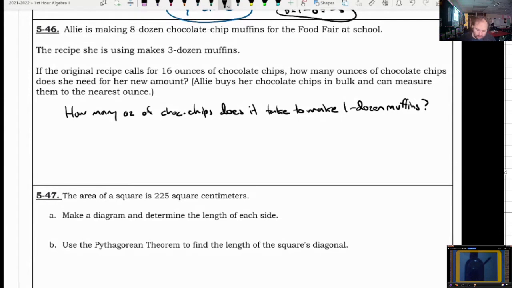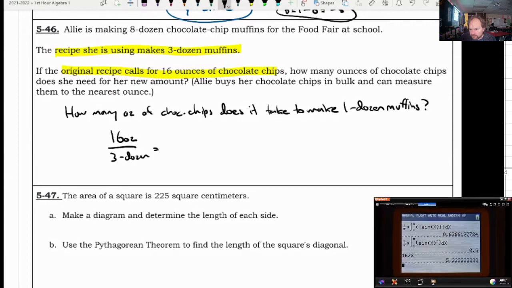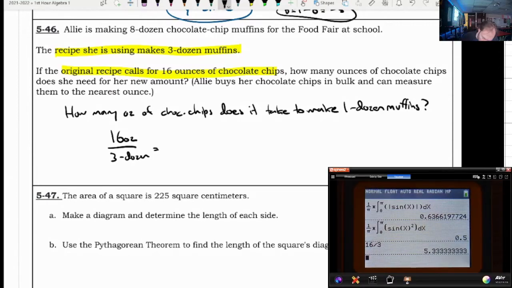Now, what we do know is that the original recipe makes 3 dozen muffins and calls for 16 ounces of chocolate chips. So, let's think about this. We need 16 ounces for 3 dozen muffins. Now, if we go onto a calculator and divide 16 divided by 3, we will not get a whole number answer, but we'll get 5.3 repeating. We can at least write that down. That's 5.3 repeating ounces per dozen.